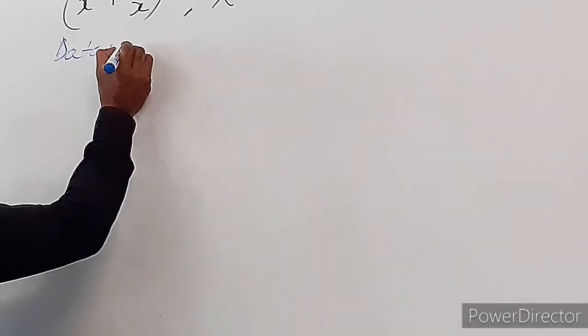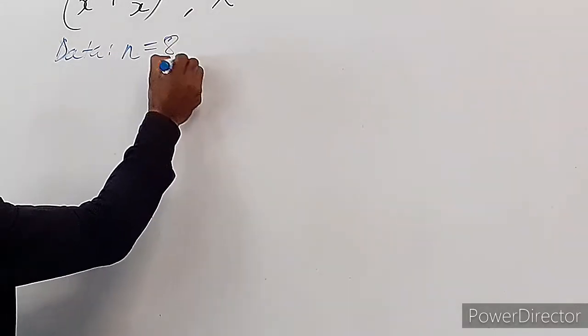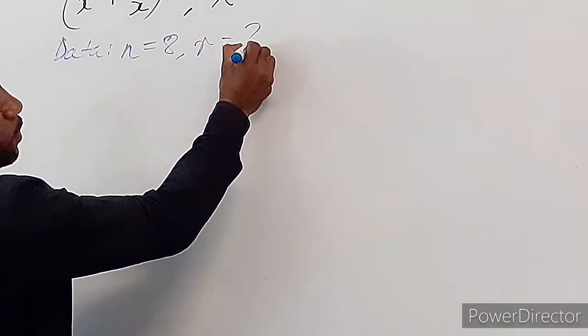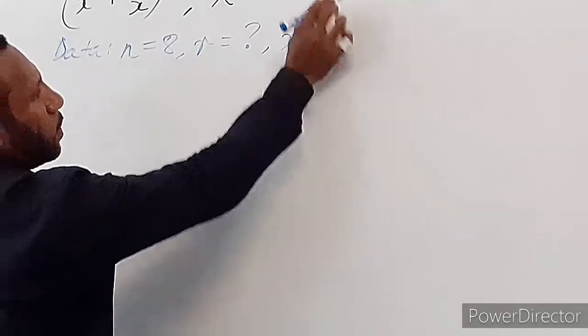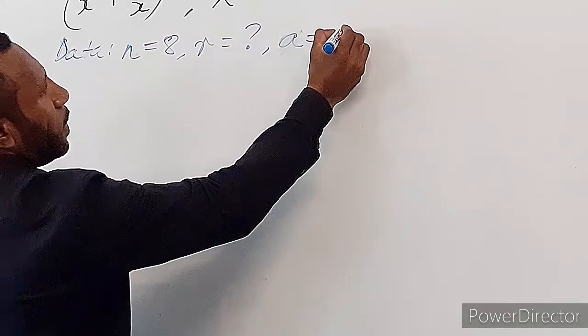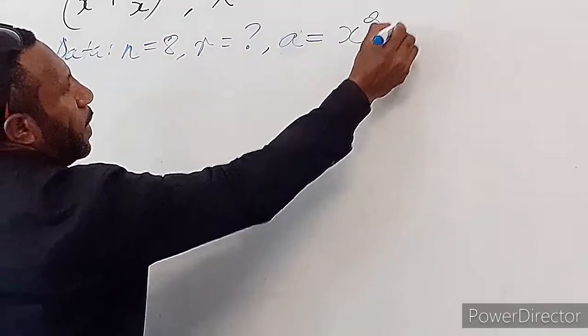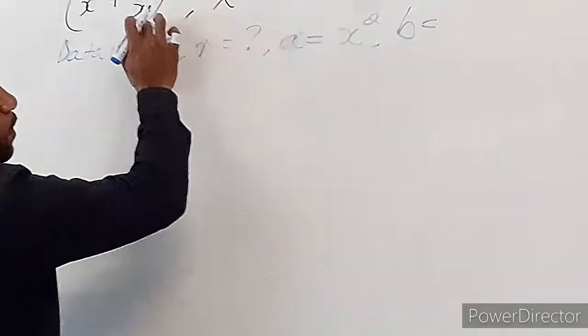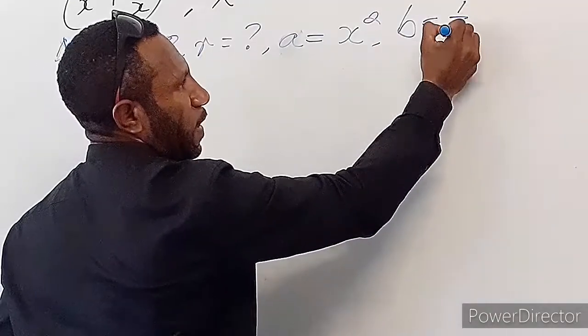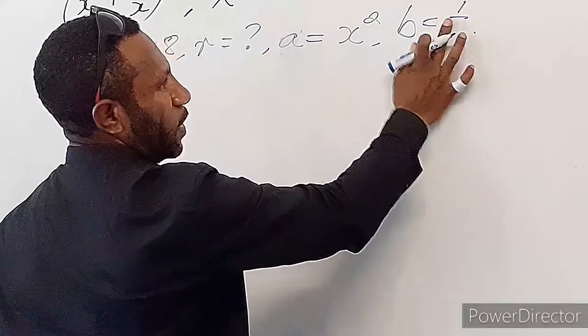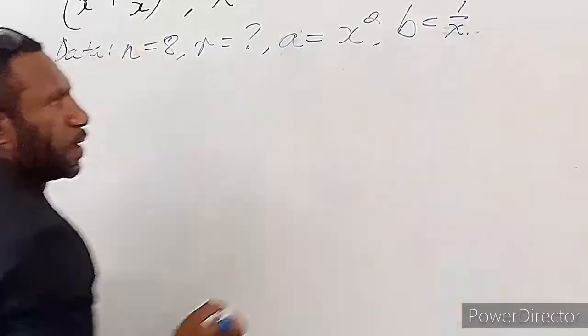Okay, from the data, the value of n is 8, the value of r I don't know, so let's say our a is equal to x squared and b is equal to 1 over x. So 1 over x will be b.